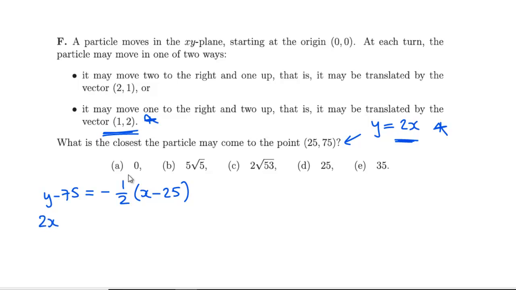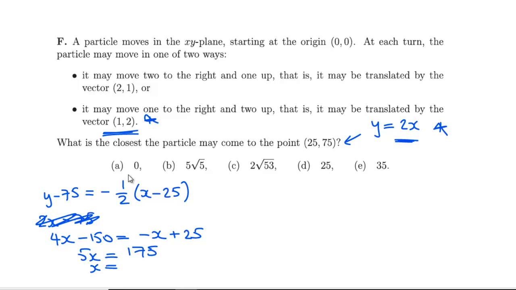So 2x minus 75 is, let's just multiply everything by 2 because this is just horrible otherwise, isn't it? So let's ditch that for a bit. So 4x minus 150 is equal to minus x plus 25. So we've got 5x is 175. So we've got x then is 35 and y is 70.